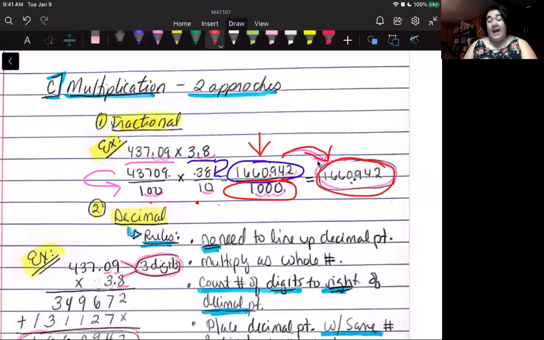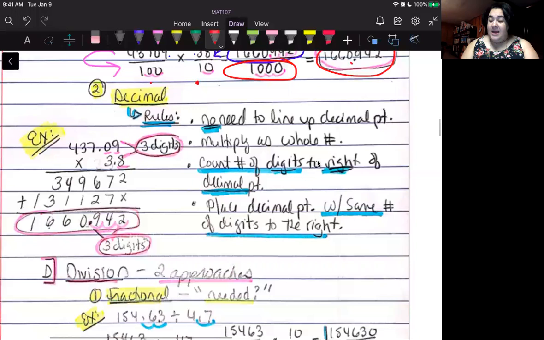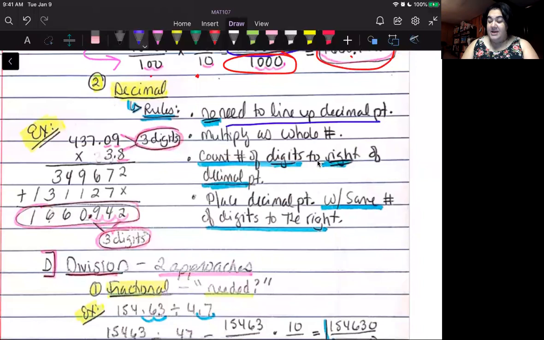Okay. However, as with addition and subtraction, multiplication of decimals might prove to be easier if you actually just do the decimal multiplication. All right. Now, for decimal multiplication, you do not need to line up the decimal points. Okay. This is important because it's the biggest difference thus far. With decimal addition, we had to line up the decimal points. With decimal subtraction, we had to line up the decimal points. With decimal multiplication, we do not need to line them up, okay? All you have to do is write the problem out like you see here in this example, okay?